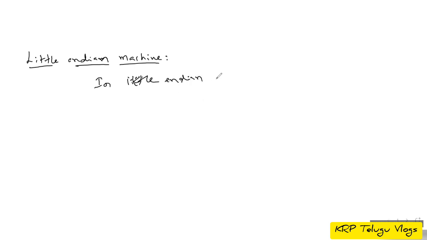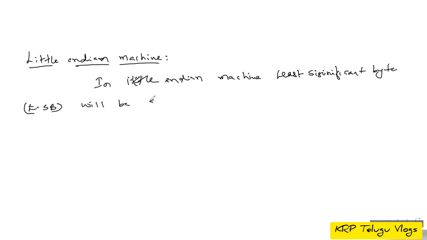Little Endian machine, least significant byte, LSB, will be stored in the first location of memory.